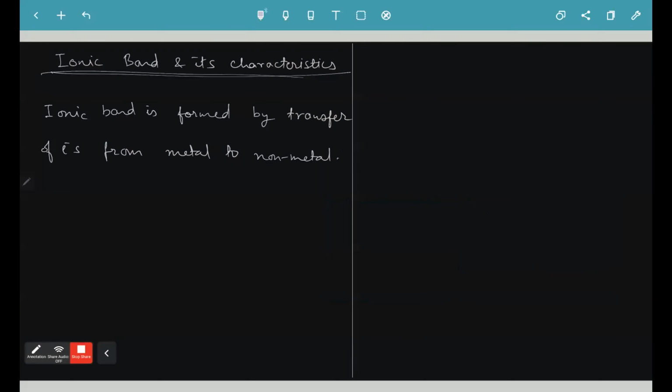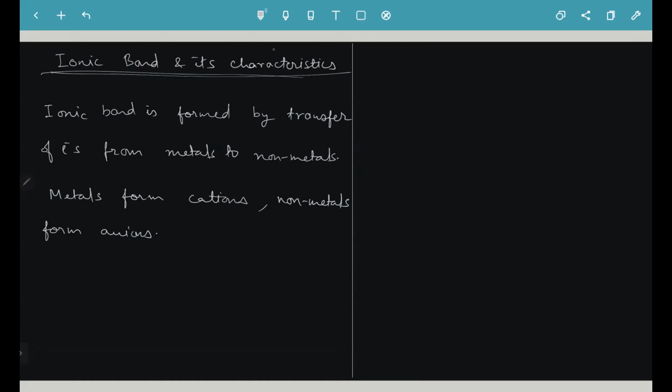Ionic bond is formed by transfer of electrons from metals to non-metals. Metals form cations, non-metals form anions. Metals form cations and non-metals form anions.